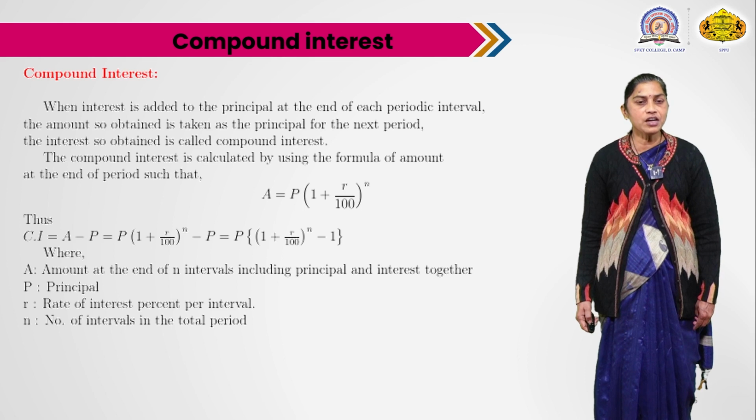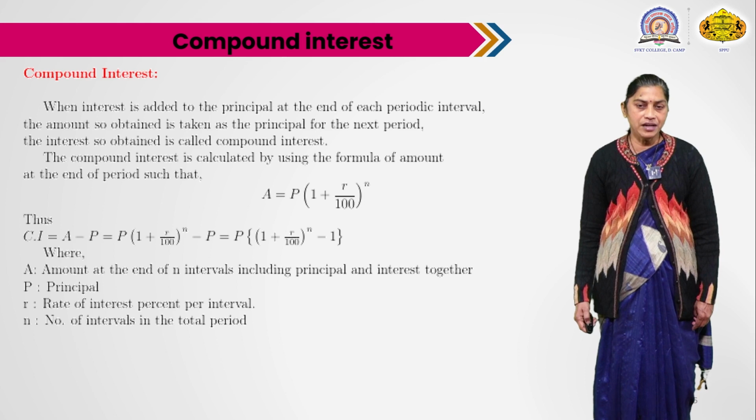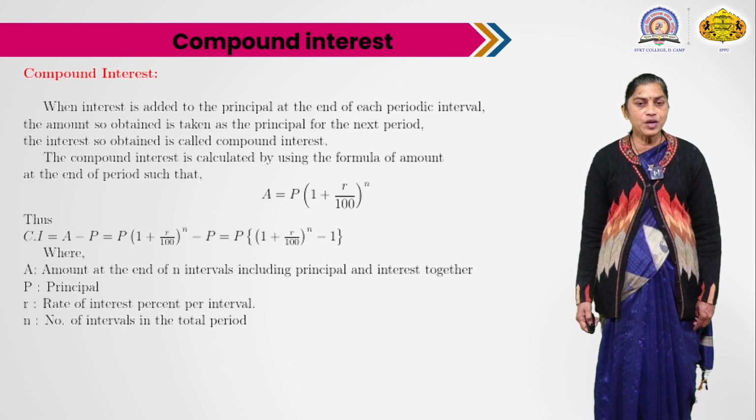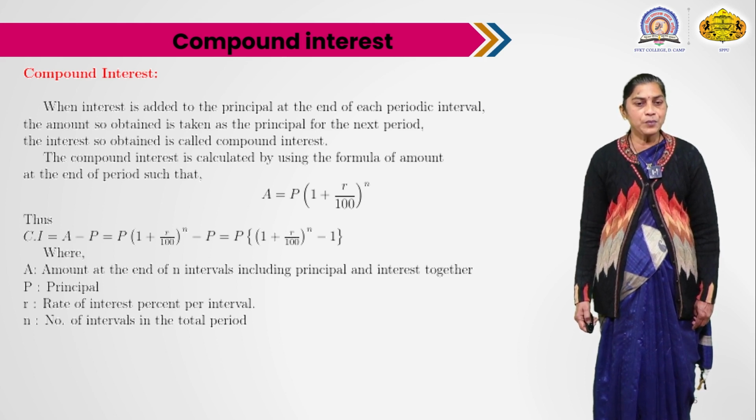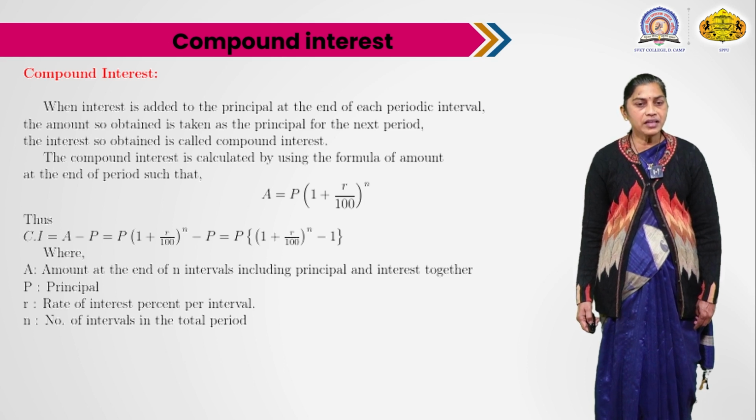So, this is the standard formula for compound interest, where A denotes the amount at the end of n intervals including principal and interest, that is A is always P plus I. P is principal, R is rate of interest per interval, and n is the number of intervals in the total period.